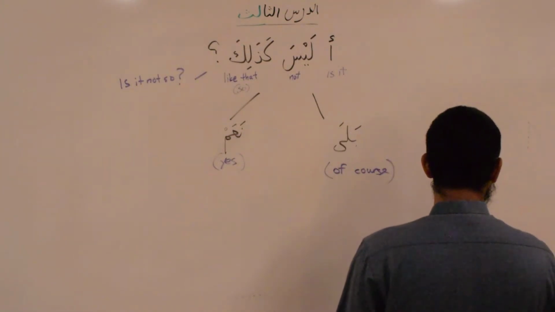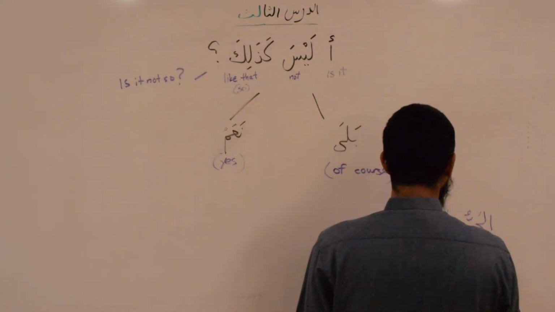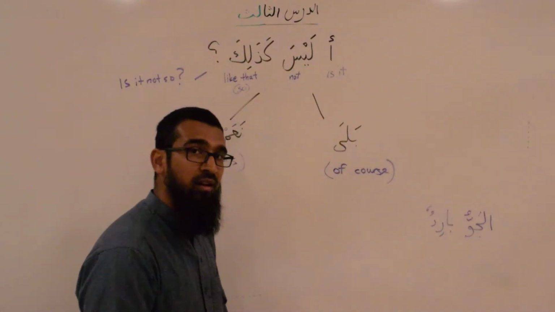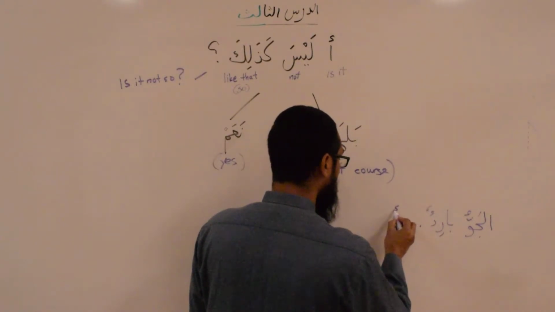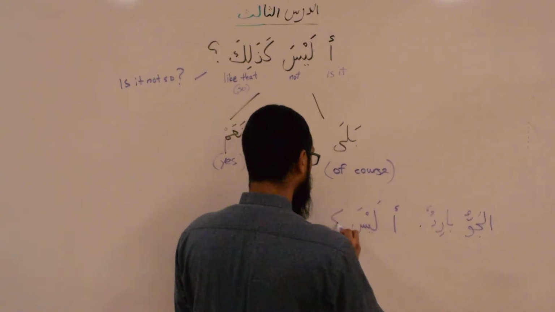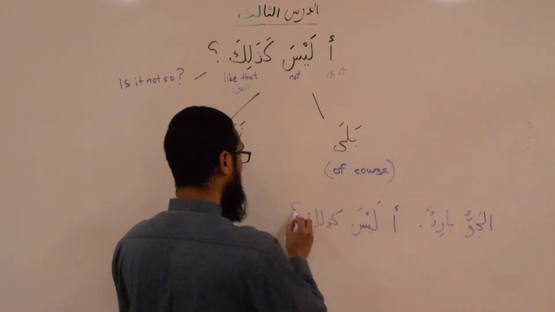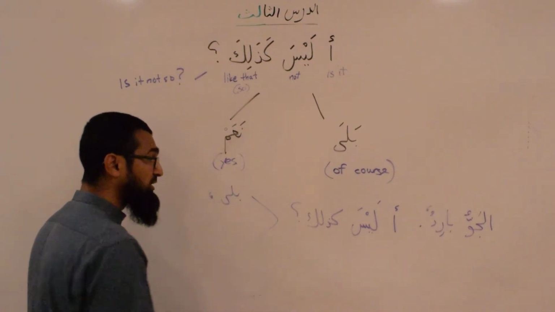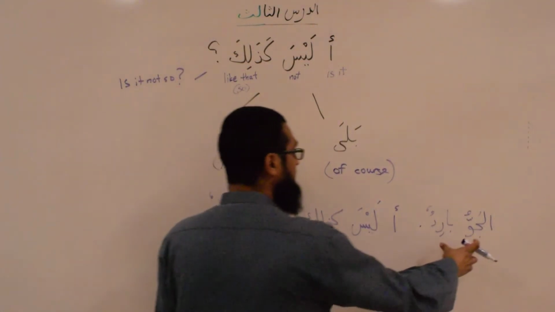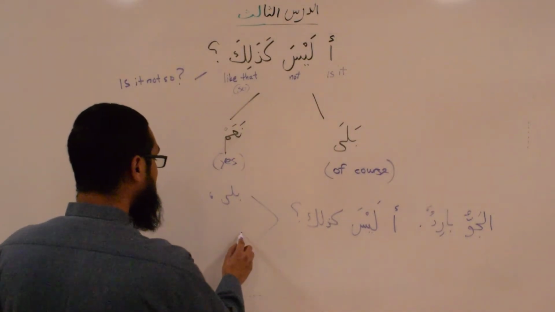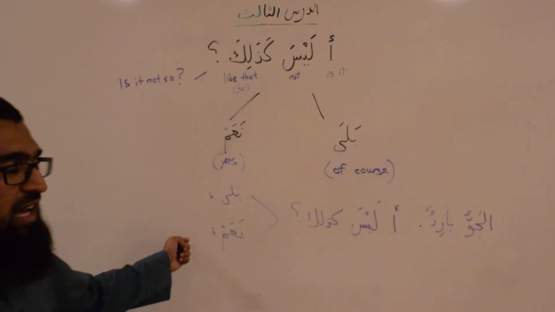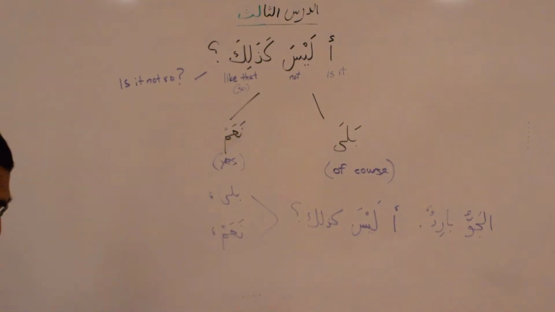You can say, al-jawu baridun, the weather is cold. Al-jawu baridun. And then the person asks the question, alaysa kadhalik? He's trying to get some confirmation to see who agrees with him. Alaysa kadhalik? Right? If you say bala, of course, that means you're saying that the weather is cold, right? And if you say na'am, you're saying that the weather is actually not cold. You're disagreeing with the person. So that is one of the concepts that's being taught. Alaysa kadhalik.